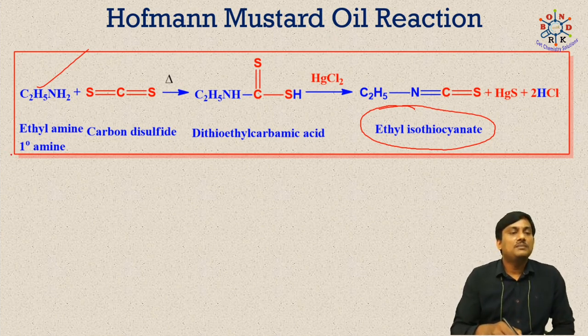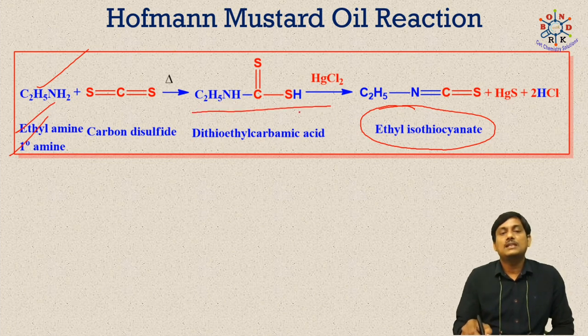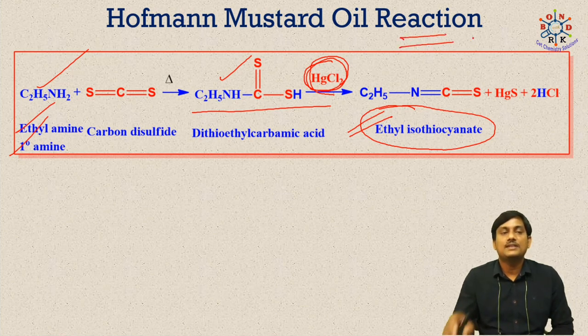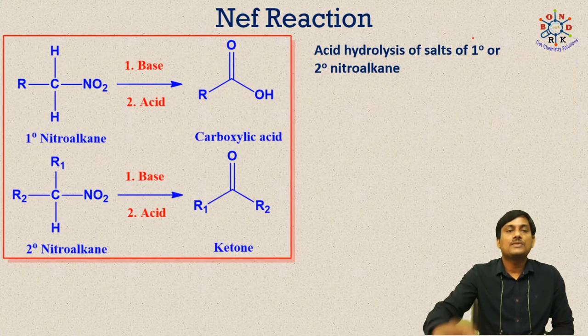When you treat primary amine, here I have taken ethyl amine, with carbon disulfide, there is a formation of intermediate dithioethyl carbamic acid. And this dithioethyl carbamic acid, when you treat with mercuric chloride, there is a removal of one of the sulfurs as HgS, and there is a formation of HCl. Finally, you will get mustard oil smell containing compound, that is ethyl isothiocyanate. This is used for the identification of primary amines.